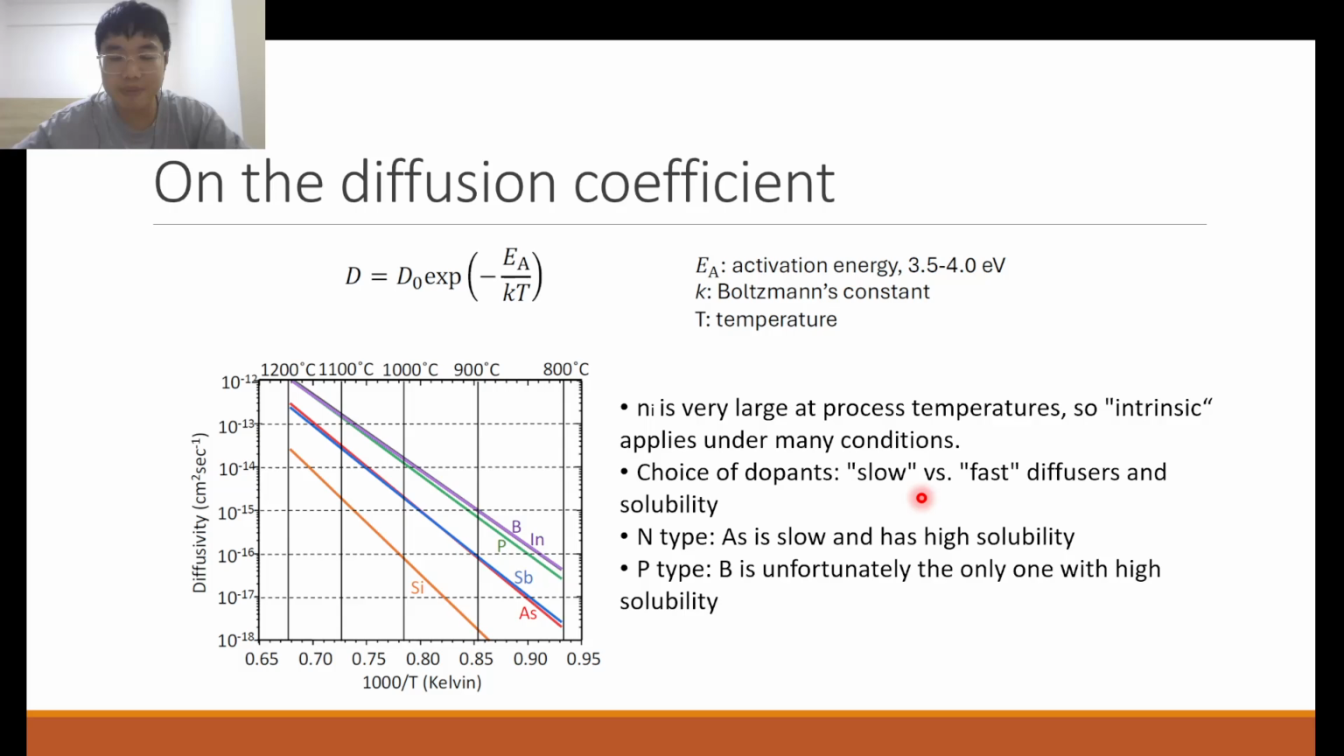So for n-type doping, we often use arsenic because arsenic is a slow moving dopant, and at the same time it also has a high solubility in silicon. However, for the p-type doping, unfortunately we see that boron is the only one with high enough solubility to be widely used in IC manufacturing. So even though boron is a fast diffuser, it's the only one with high enough solubility for us to use it commonly in the fabrication of transistors.